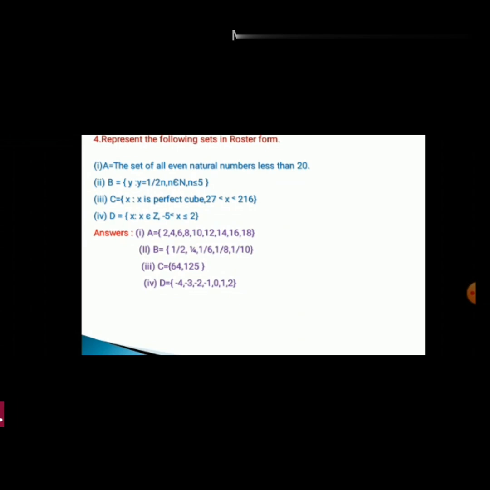Already we know the even natural numbers less than 20 are 2, 4, 6, 8, 10, 12, 14, 16, 18. This is the answer for set A.